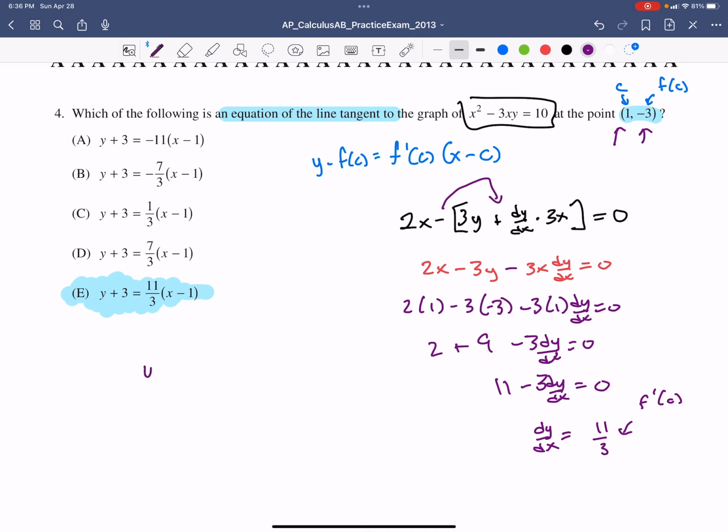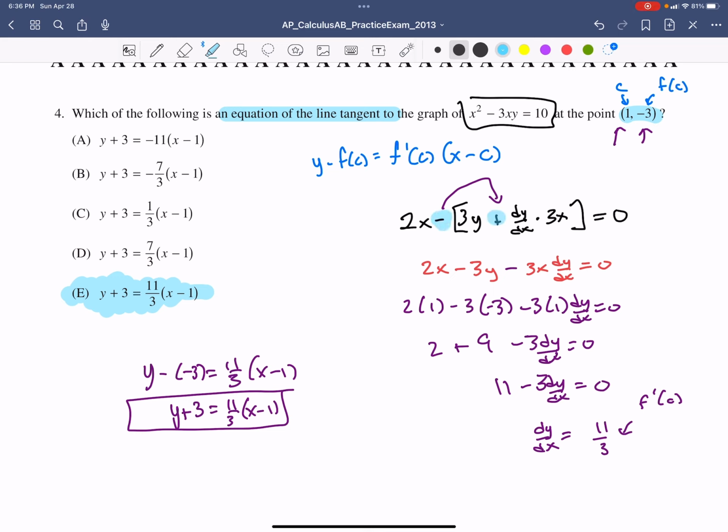You're going to get y minus negative 3 equal to 11 over 3 times x minus 1. But remember that minus a negative is a positive, so you're going to get y plus 3 equals 11 over 3 times x minus 1. And that's how you get your answer. I made a very common mistake. Don't forget to distribute. This is very important. You can easily get the wrong answer if you don't distribute, okay?